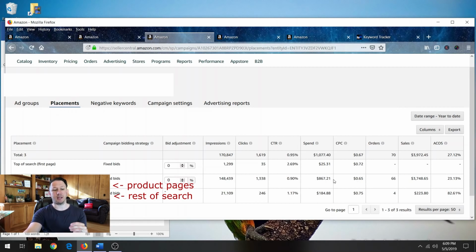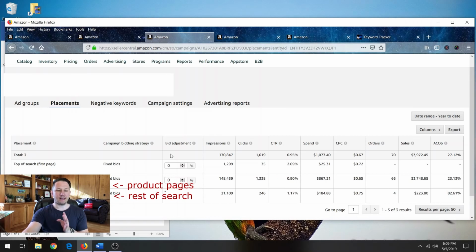But what's interesting is that even though you're targeting an ASIN, Amazon still shows your ads in search a little bit. I mean, 21,000 impressions here in search, and, you know, 246 clicks. But look at the ACoS. The ACoS was terrible here. You know what I'm saying? And top of search, it didn't really have a lot. I mean, it did spend $25, but in the big scheme of things, that's nothing.